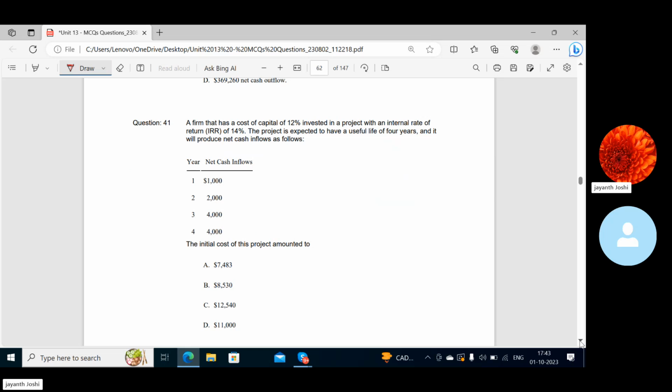So a firm that has a cost of capital of 12% invested in a project with an IRR of 14%. Okay. Cost of capital, IRR. The project is expected to have a useful life of 4 years. These are the inflows they have given, right? So they are asking the initial cost of this project amounted to how much. So initial cost is nothing but the NPV formula. NPV is the present value of cash inflows minus the present value of cash outflows.